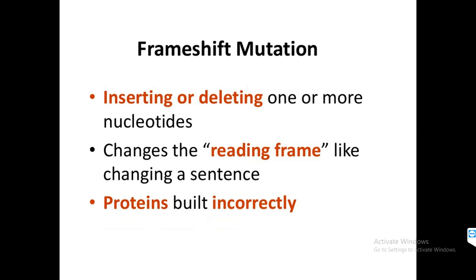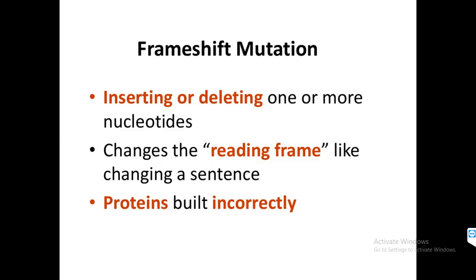Now the frame shift mutation: the inserting or deleting of one or more nucleotides is called frame shift mutation. So in this, not just one nucleotide is responsible, either one or more than one. In point mutation there is only one, the word only is used in point mutation, but in frame shift mutation one or more than one nucleotide changes are responsible.